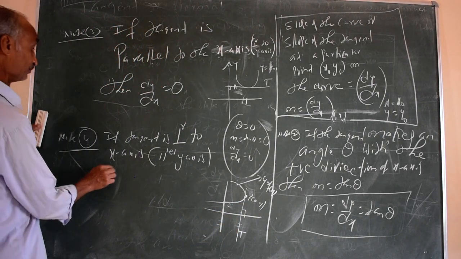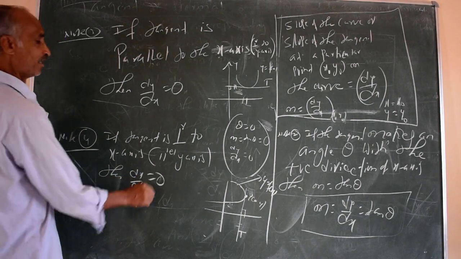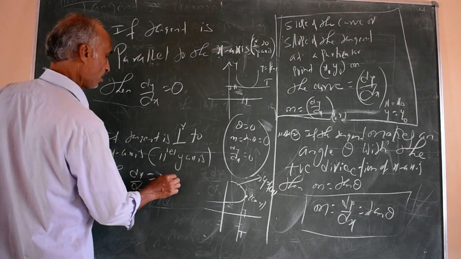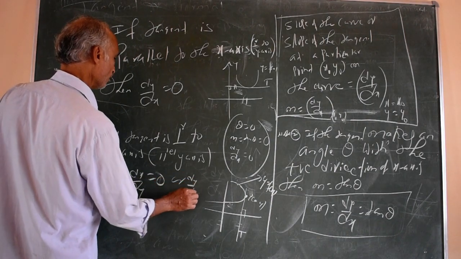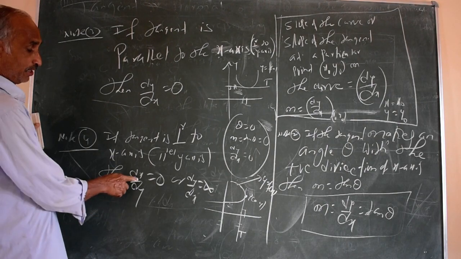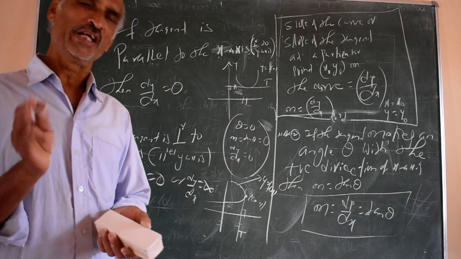Then dx by dy is 0. Okay, dx by dy is 0, or dy by dx is equals to infinity. One and the same. Here dx by dy is 0. So how to get dx by dy? So obtain dy by dx.